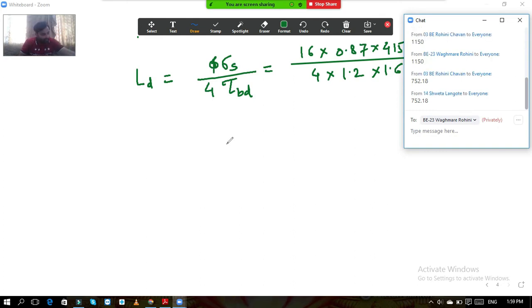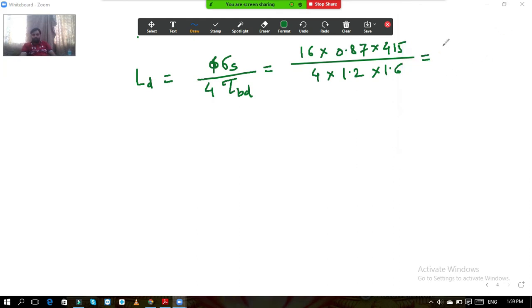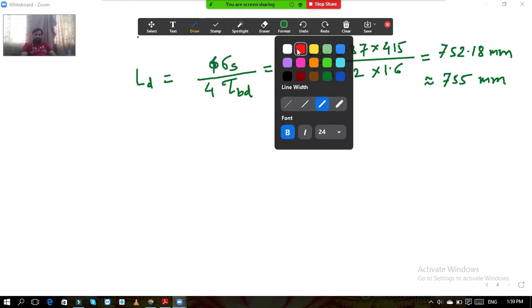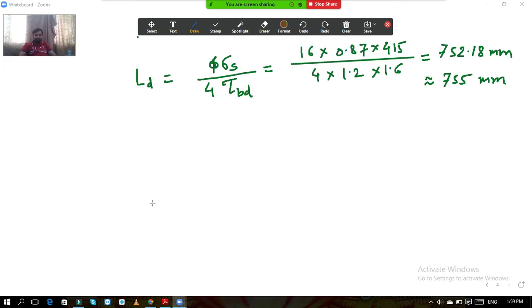Okay, so the answer is 752.18 mm. So development length, we can increase this, so it is 755 mm. This is the development length that we have calculated. Now we will draw the reinforcement details. Okay, so to draw the reinforcement details now, I will try to draw the staircase.